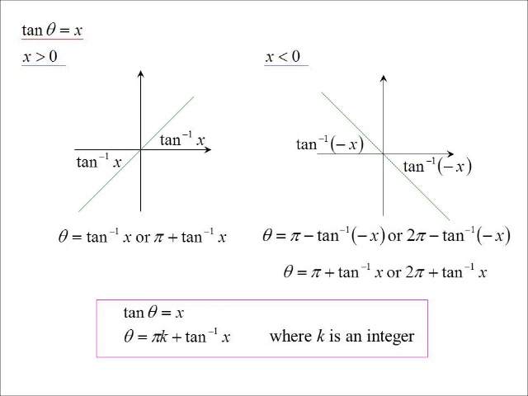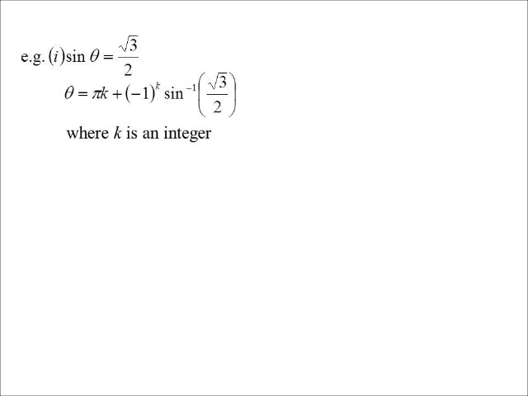Okay, so let's apply it. There's one of our exact values, which hopefully we remember. So we've got pi k, and then I've got the minus 1 to the power of k to take into effect that with inverse sine, it was plus, and so on. Inverse sine root 3 on 2, which we now have established is pi on 3. Good. So there's my final solution, where k is, of course, a whole number or an integer.